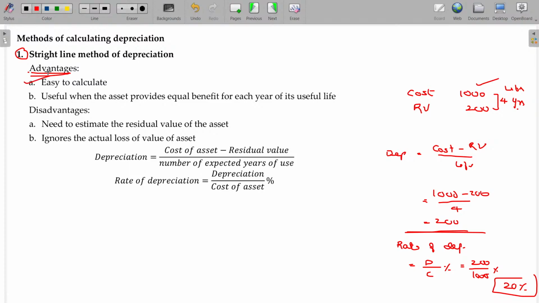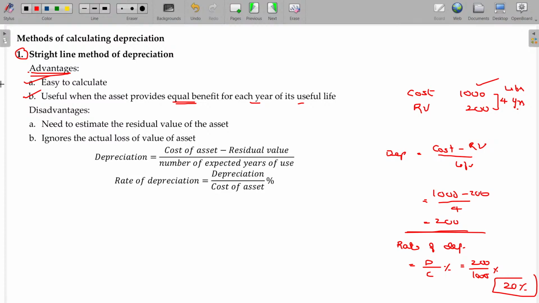It's very easy to calculate. We have calculated just like that, and it is useful when the asset provides equal benefit for each year of its useful life. This asset gives you more or less 200 rupees worth of benefit every year for the 4 years. Only then this method will be applicable.